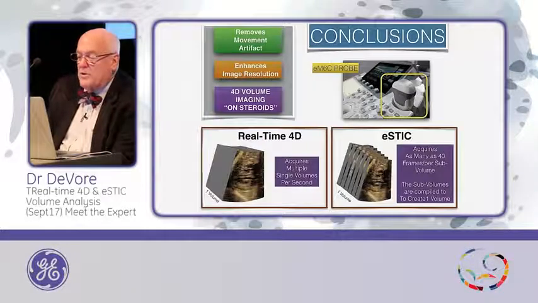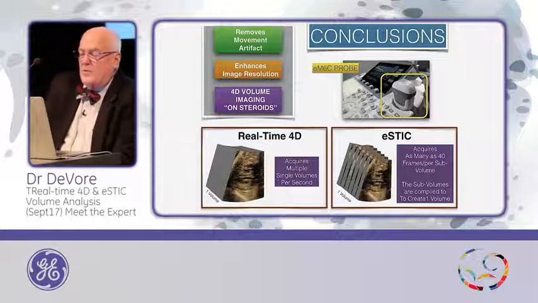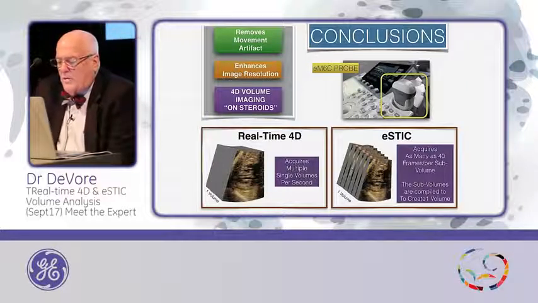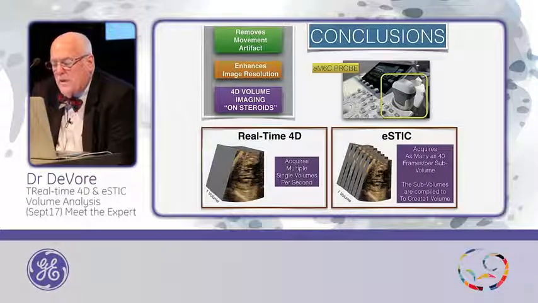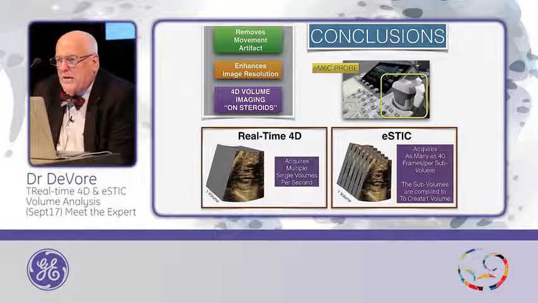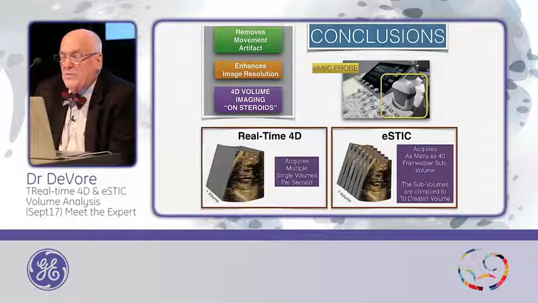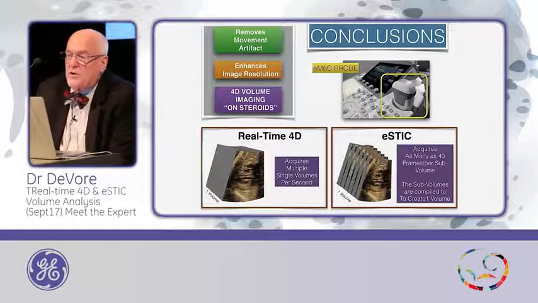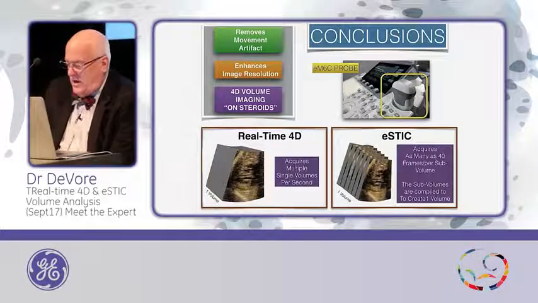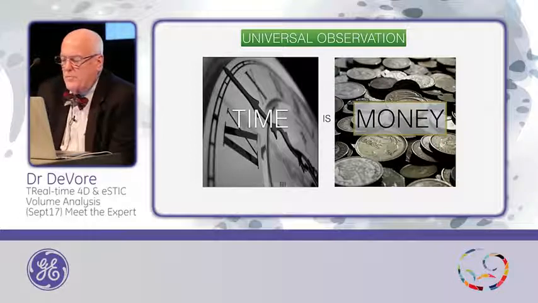Okay, so my conclusions from this technology are as follows. If we look at real-time 4D and eSTIC, they are complementary depending on what you want to do. The bottom line is the technology removes movement artifact all the time from real-time 4D, and most of the time from eSTIC. It enhances the image resolution, especially in the B and C planes. And I call it 4D volume imaging on steroids. I mean, it really makes a difference. And what we have found, I think the slide is here. Yeah, this is one I showed yesterday in the lunch symposium.